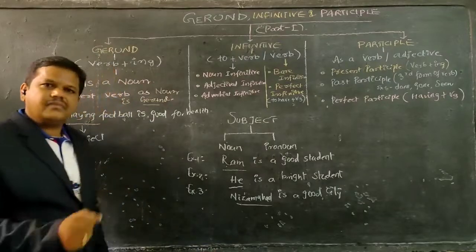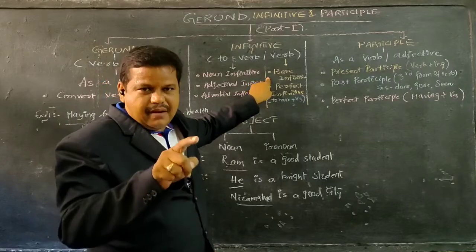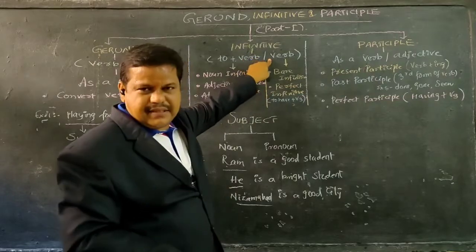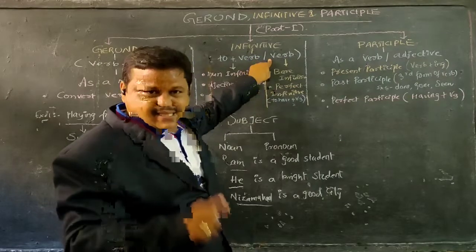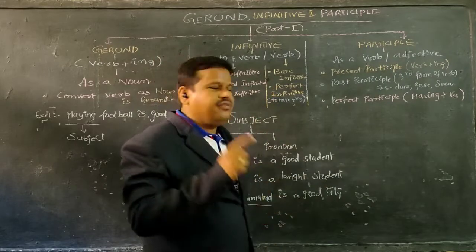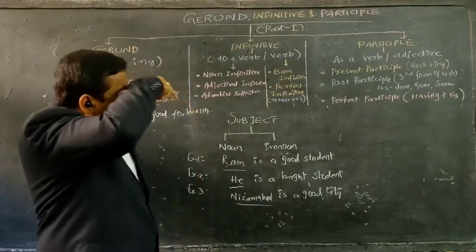Once again, in a sentence, if a verb is in the object place, this is called the bare infinitive. The second one is called the perfect infinitive. It will be to have plus V3 form.